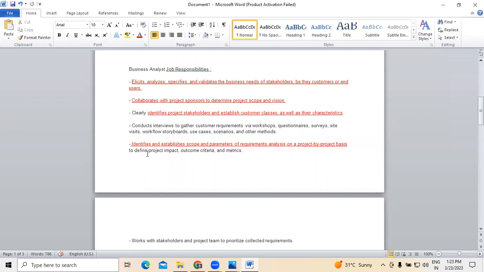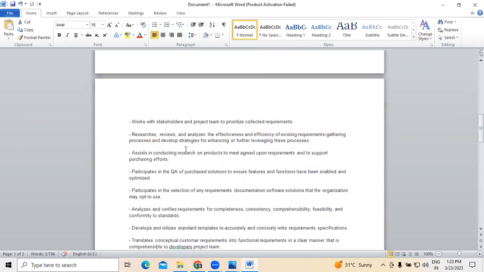At the same time, we need to define the project impact, how it is getting impacted, what is the outcome criteria, and what kind of metrics we require to follow. All these things have to be understood here. These are all the business analyst responsibilities which you have to focus on. At the same time, working with stakeholders and the project team to collect the requirements. This is also one of the common points.